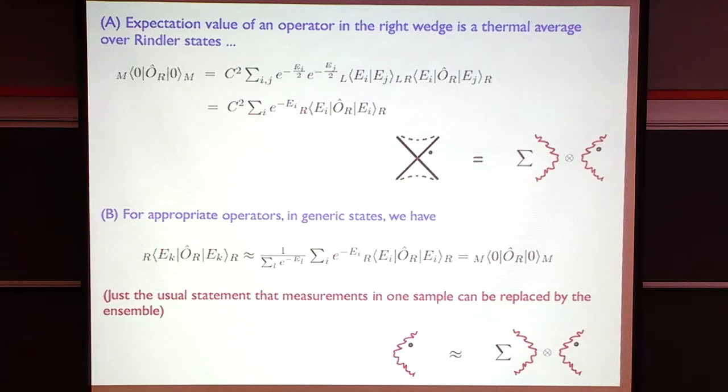The calculation I want to show you is just these two lines. Everything I want to tell you is just these two lines. Again, there's nothing very deep about this, because in a way you all knew this before. If you want an expectation value in the right wedge of an operator O_R, where R just stands for right wedge, in the Minkowski vacuum, then because the vacuum was written as E left times E right, you just get this, a thermal average over all the right states. This is a well-known fact: an operator on the right side in the Minkowski vacuum is a thermal average over right Rindler wedge states.